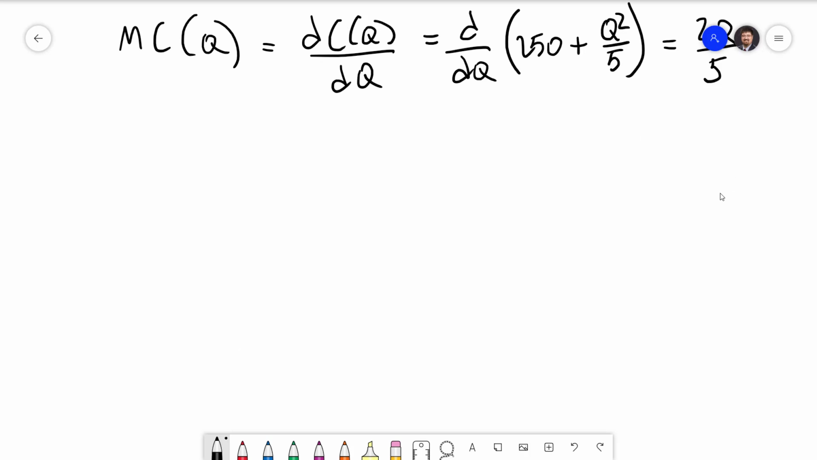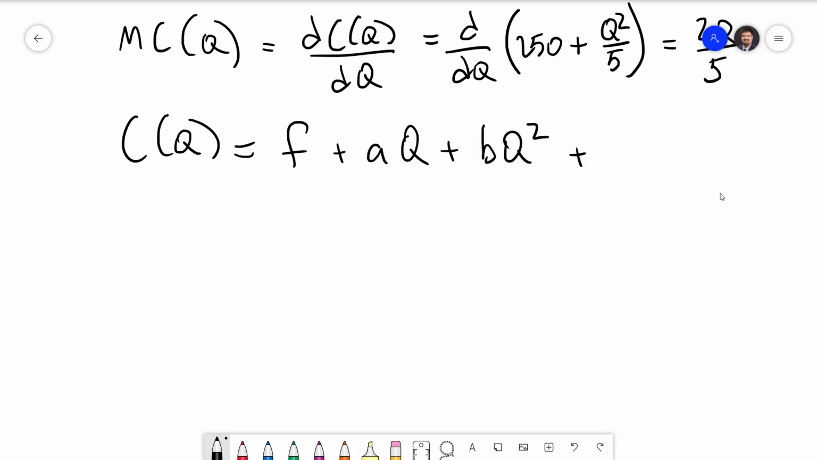Cubic cost functions are a common algebraic form that we will use. Cubic cost functions look like C of Q equals F plus AQ plus BQ squared plus CQ cubed. Because we have a cube term here, that's why it's called the cubic cost function. The cubic cost function is quite versatile, and it can be used to approximate much more complex algebraic forms. F, A, B, and C are just constants.